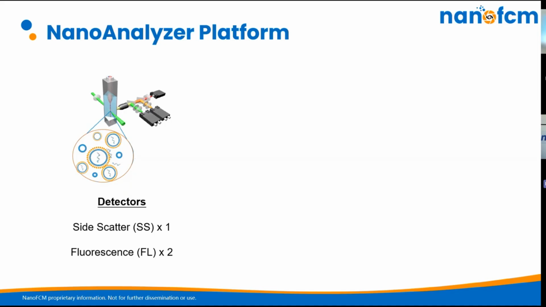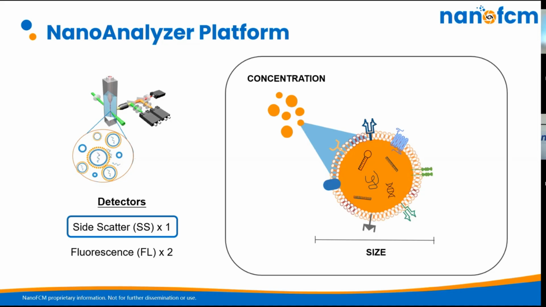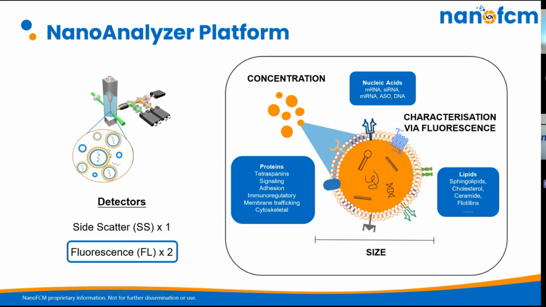Our base model, as I say, has 3 detectors, 1 for side scatter and 2 for fluorescence. Side scatter is responsible for the detection of size and concentration of the particle, which we can achieve through the use of side scatter intensity. Whereas fluorescence allows us to label your particle with any antibody or stain that is fluorescent in the channels that our detectors provide for. And in the past, this has included proteins on the surface of your particles, such as tetraspanins, different signaling molecules, or targeting peptides.